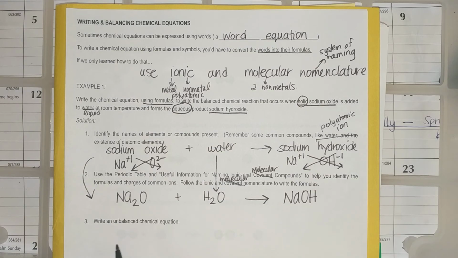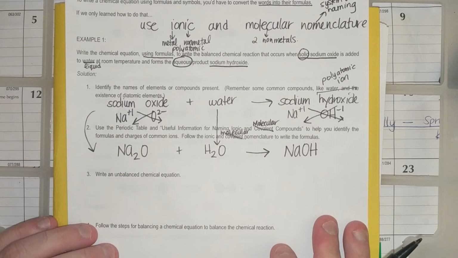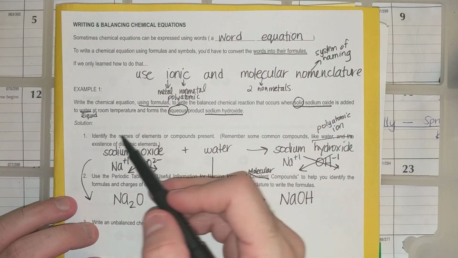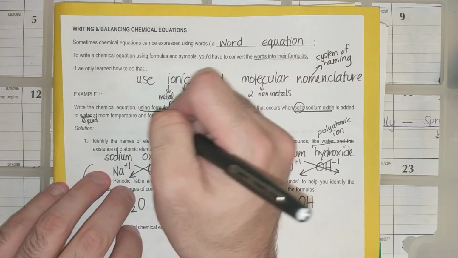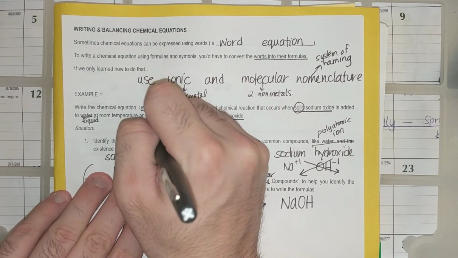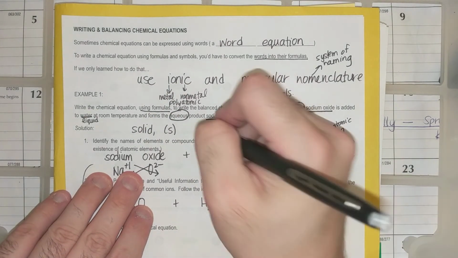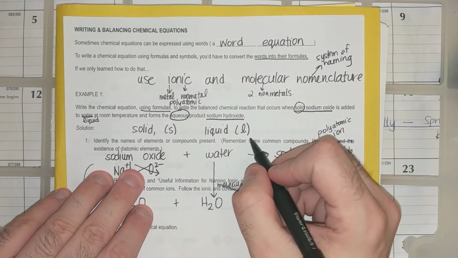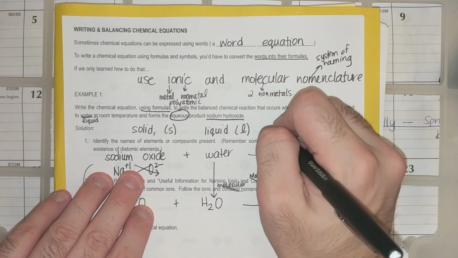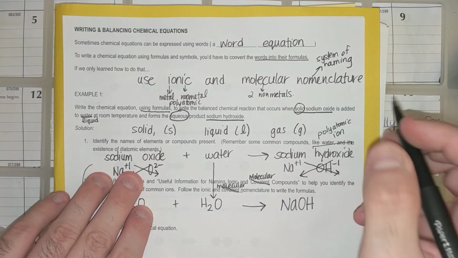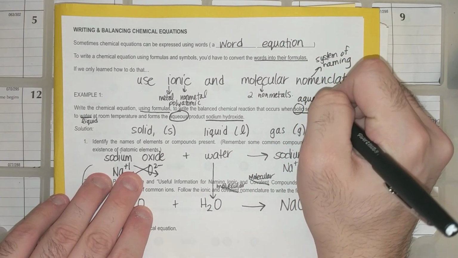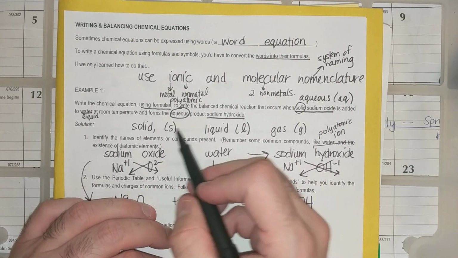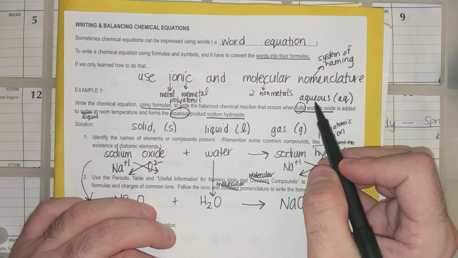And then it says, write the unbalanced chemical equation. I'm going to pretty much bring this down, but I circled in here some states for these compounds. Don't forget that if I say solid, I do S in parentheses. If it's liquid, I like to do this cursive L in parentheses. Cursive means script. If it's gas, I do G in parentheses. And if it's aqueous, we do AQ in parentheses. So solid, liquid, gas, aqueous.